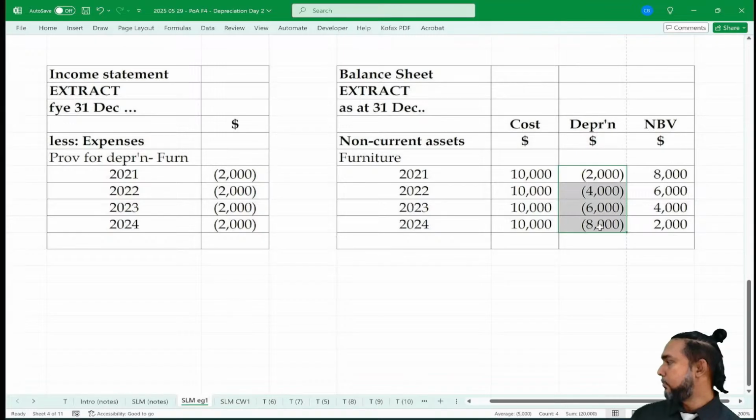The only thing I'm a bit confused about is why the cost still stays at the 10,000, because I would have put the 8,000. Right, but that would be the net book value, right? When we're doing the calculation for the reducing balance method, that's what's going to happen.